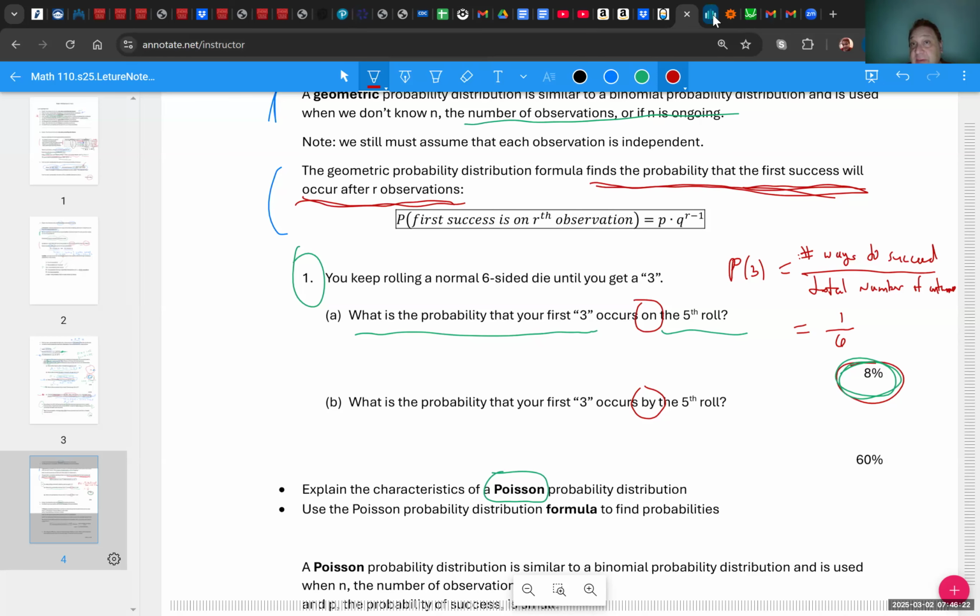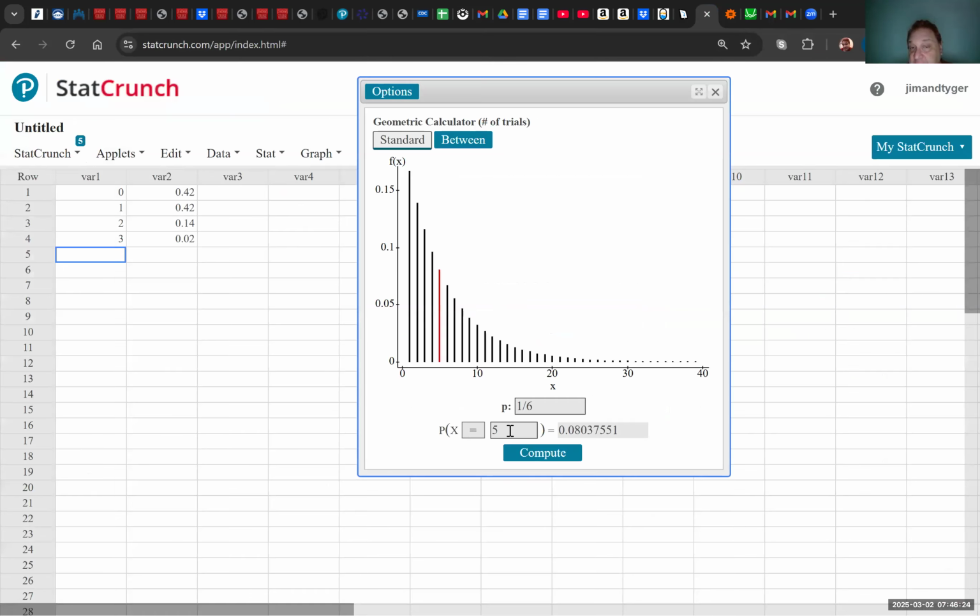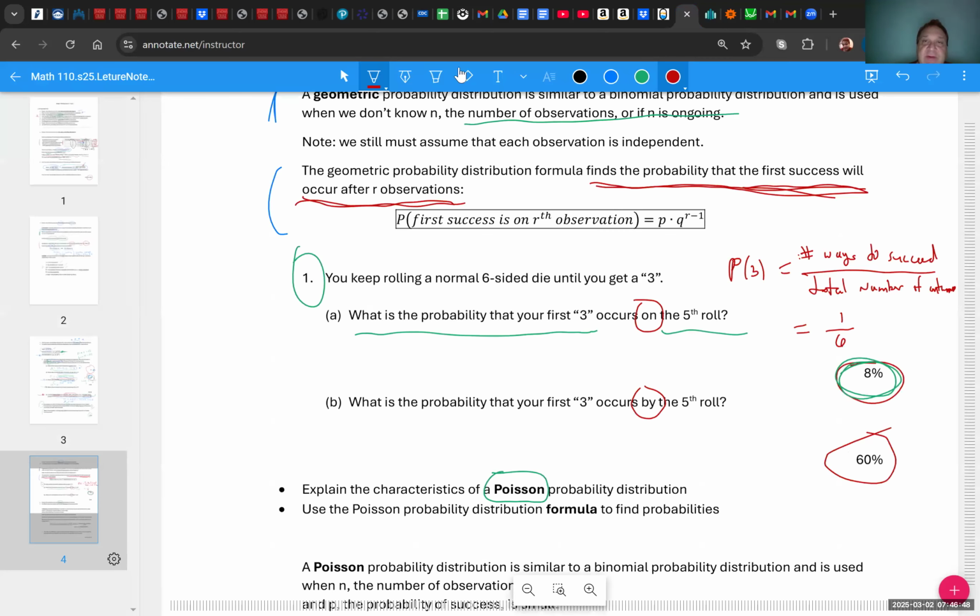So how do we make StatCrunch do the by the 5th? Well, instead of saying equal to 5, we'd say less than or equal to 5. Less than or equal to 5 would be by the 5th roll because you can have it on the 5th or the 4th or the 3rd, something like that. So then we'll compute that. And it's about 0.598. If I round this, it's about 0.60, about 60% of the time. So that should be my answer for that question. So 60% of the time, we would imagine getting a 3 by the 5th roll. So that is an example of the geometric probability distribution.